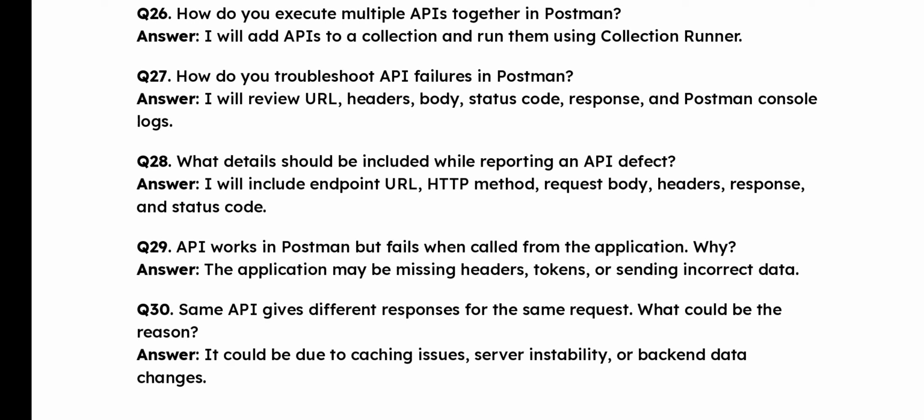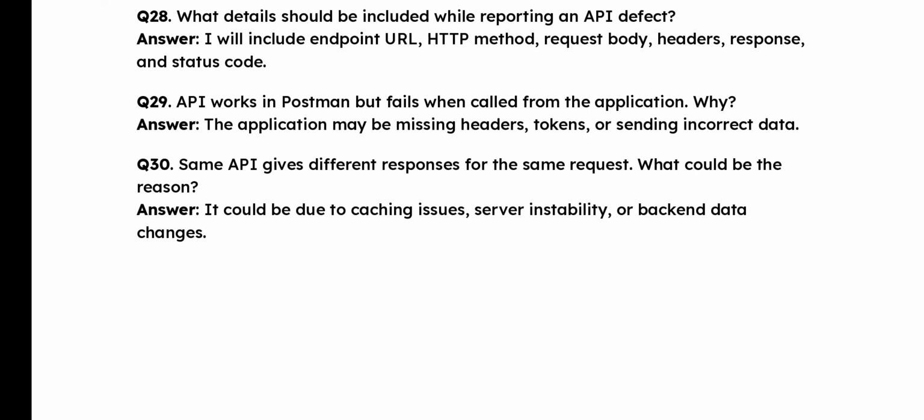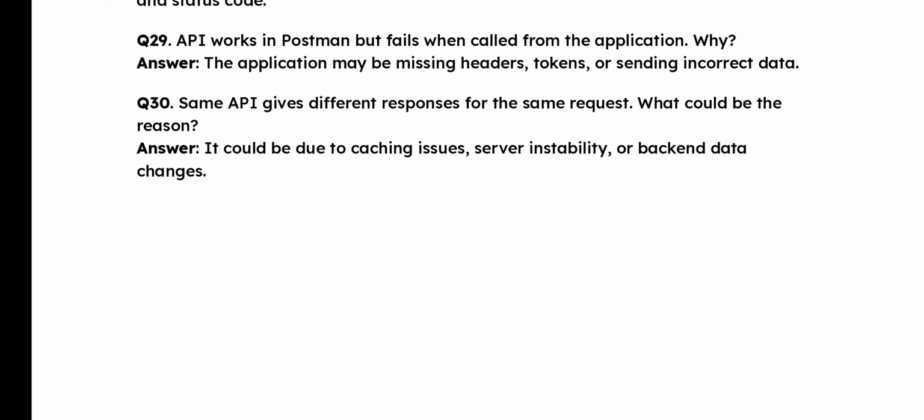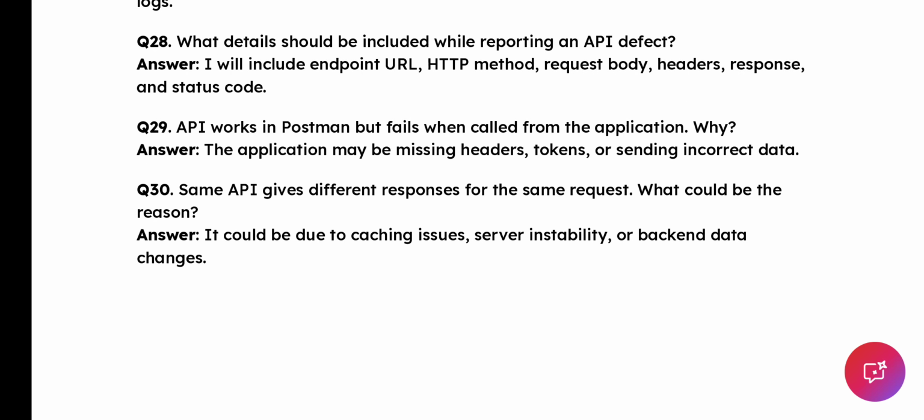27th question is about how do you troubleshoot API failures in Postman. 28th question is about what details should be included while reporting an API defect. 29th question is about API works in Postman but fails when called from the application. Why? 30th question is about same API gives different responses for the same request. What could be the reason? Okay, so these are the 30 most important interview questions on Postman API.